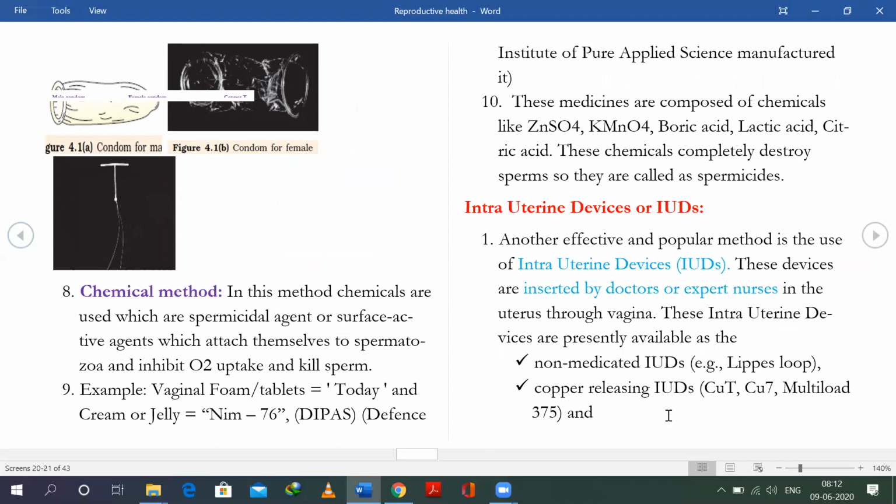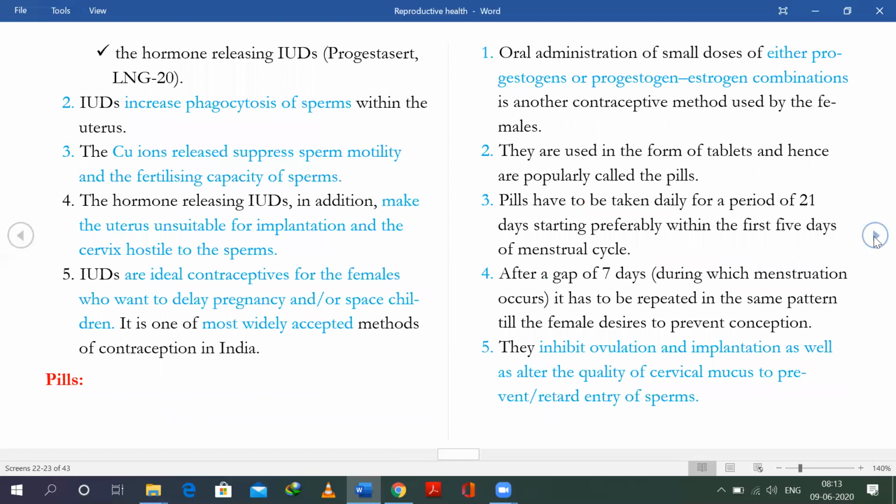These release copper ions, and we're going to see what these copper ions do. The three different kinds of copper releasing IUDs that we have are CuT, Cu7, and Multiload 375. So these three kinds of copper releasing IUDs are available for people who are going for contraception. And then we have hormone releasing IUDs. We have two of them, that is Progestasert and LNG-20, right? So LNG-20 is one thing that we have as a contraception.